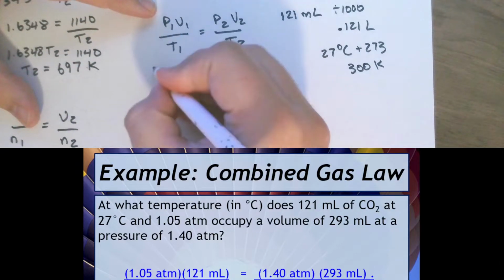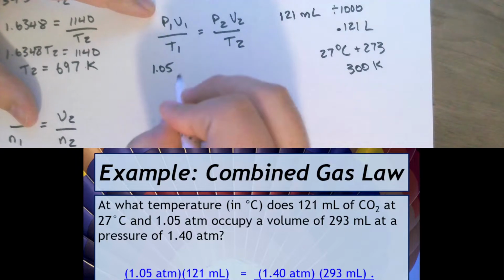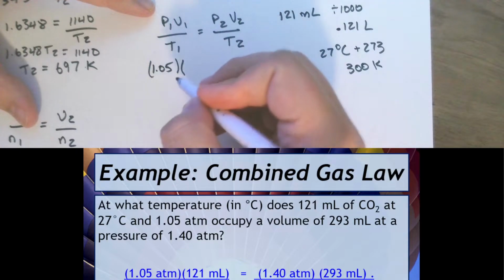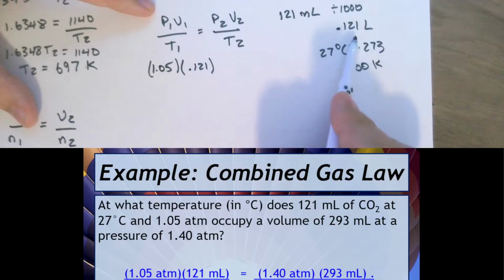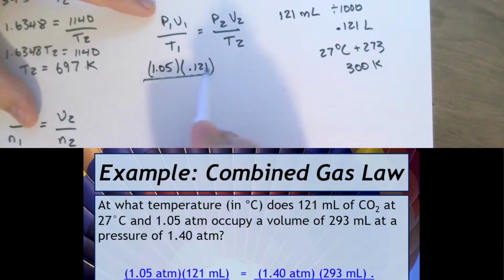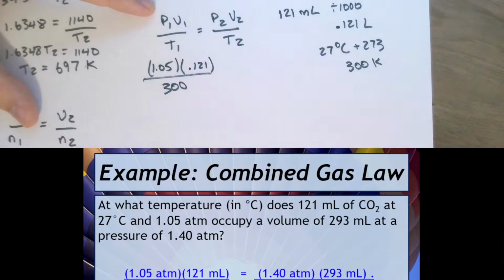My initial pressure, 1.05. My initial volume is my 0.121 we converted into liters. And then my initial temperature over here is the 27 Celsius, which we made 300 Kelvin.